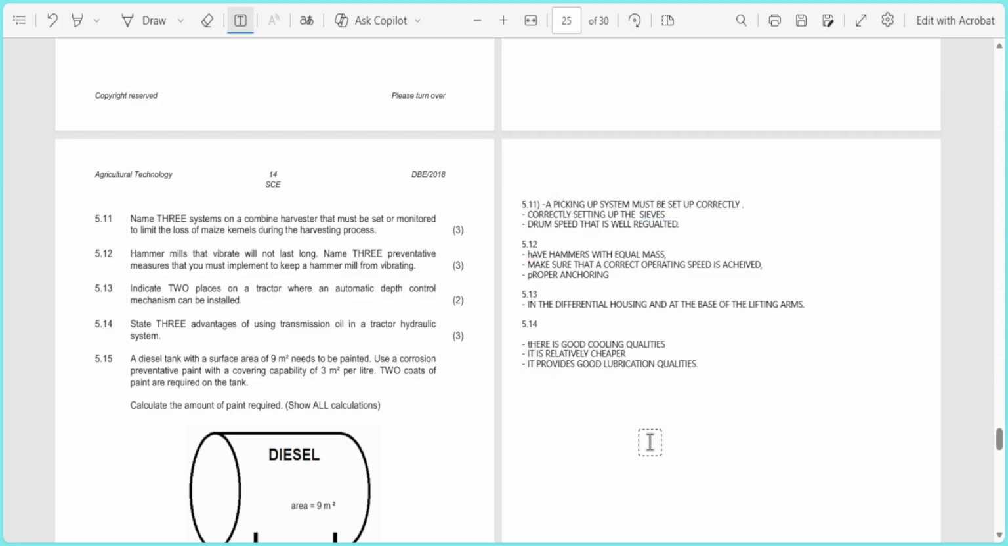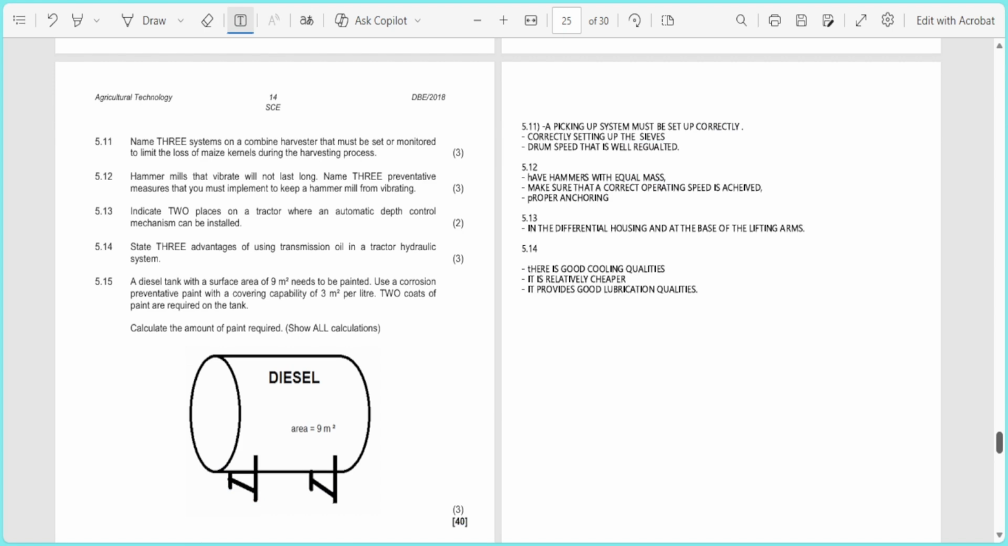Okay, I can exit here because we're going to have a calculation next. So for the last question, 5.15, a diesel tank with a surface area of 9 square meters. So the whole diesel tank has a total surface area of 9 square meters that needs to be painted. Use a corrosion preventative paint with a covering capacity of 3 square meters per liter. 2 coats of the paint are required on the tank. Calculate the amount of paint required.